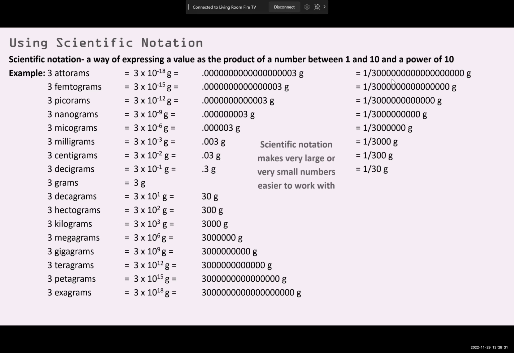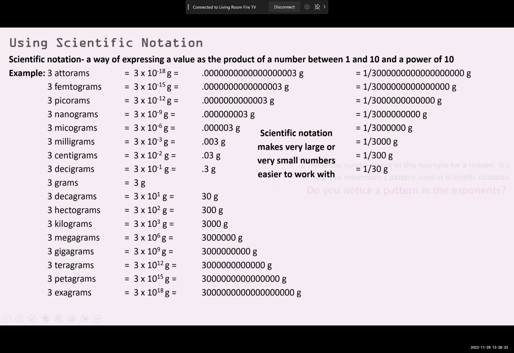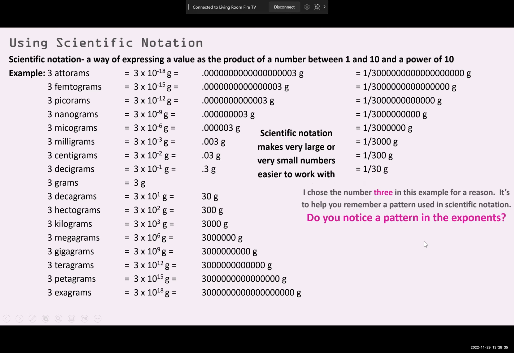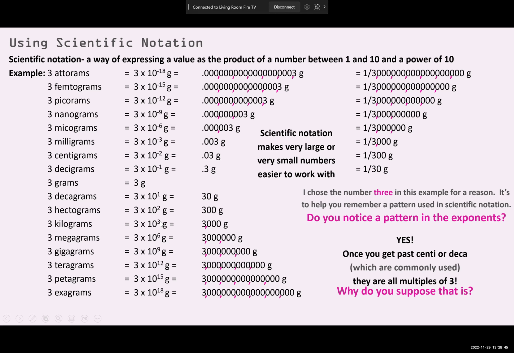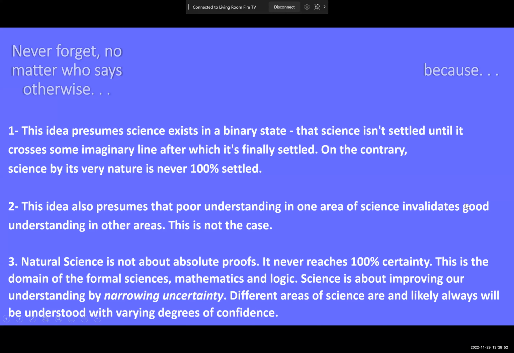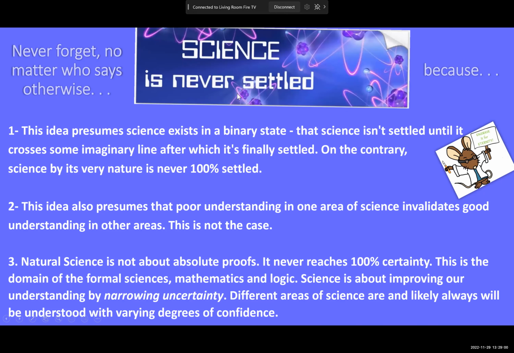And remember, this is another way to look at it if you want to see it in scientific notation. This 3 exponent thing, remember why we put the commas in numbers? We put them right here for a reason. We do it in 3s because that's how many zeros, right? All right, so never forget, no matter who says otherwise: science is never settled.